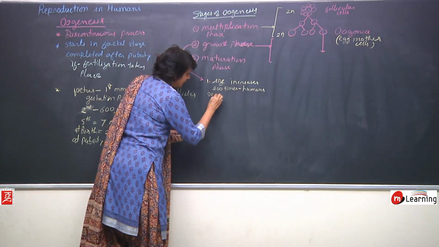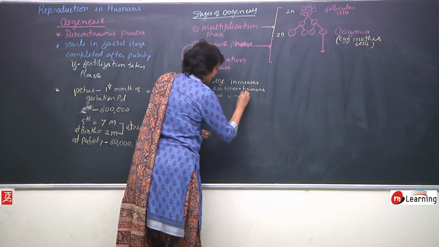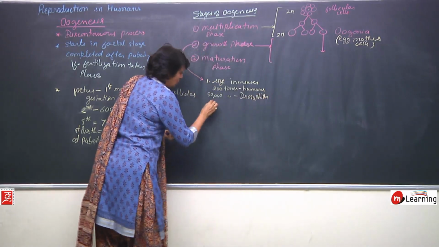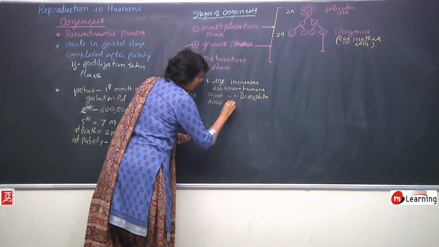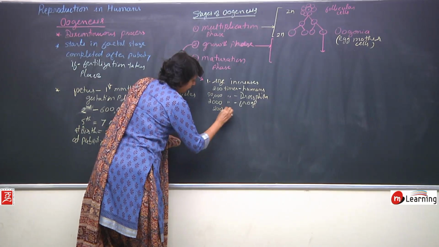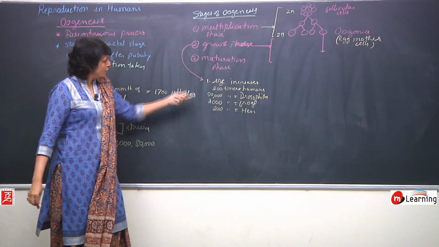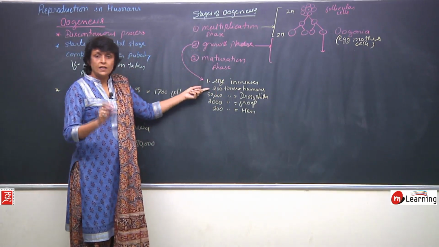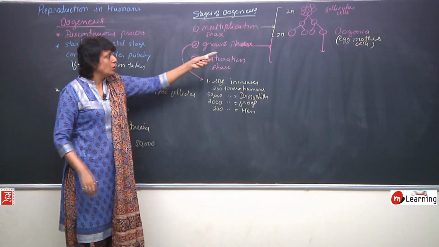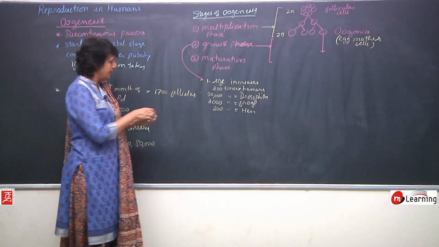About 90,000 times in Drosophila, 2,000 times in frogs and 200 times in hen. So there is a variation. It can increase 200 times, 90,000 times as compared to the oogonium. So from the mother cell to the next stage, there is increase in size.